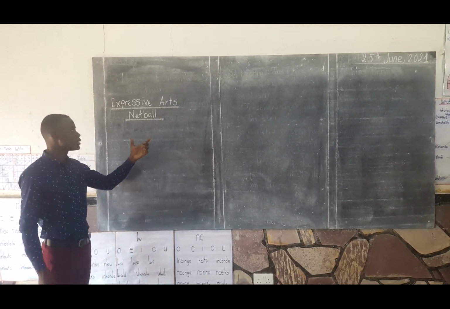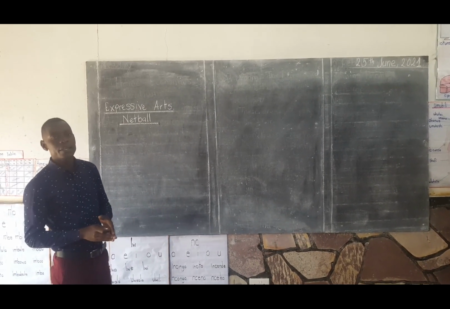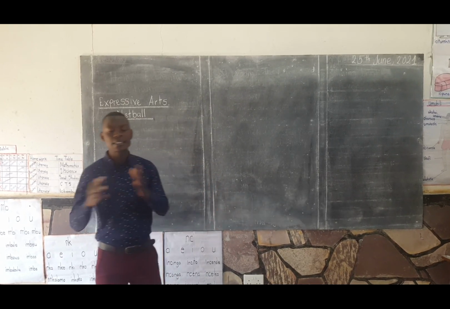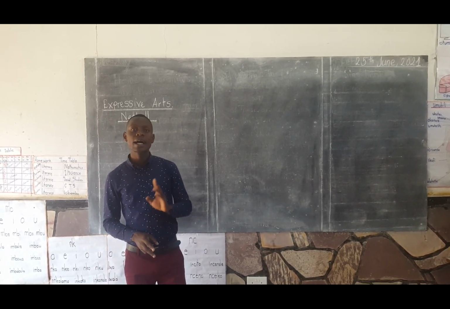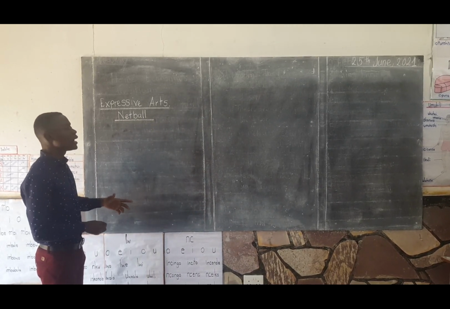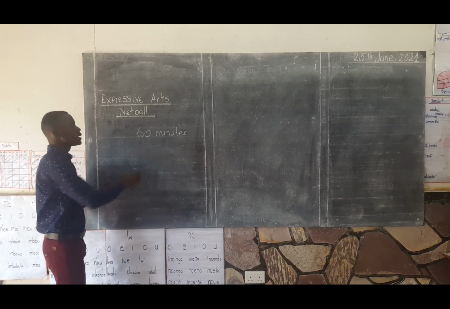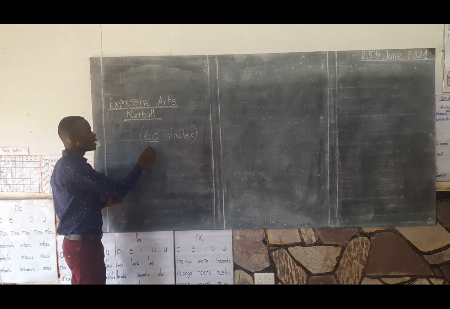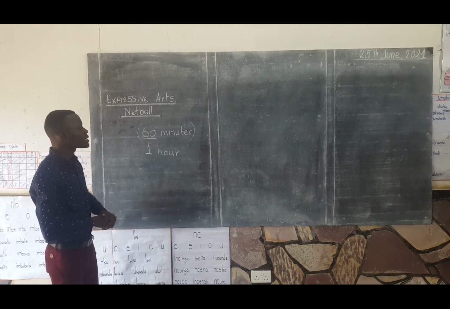For us to understand much more about netball, we need to describe it. Netball is a game that is played by 7 players on each side. If on one team there are 7 players and on the other team there are 7 players, we can say a netball game is played between 2 teams, adding up to 14. A netball game takes 60 minutes, so we can say it takes about 1 hour.